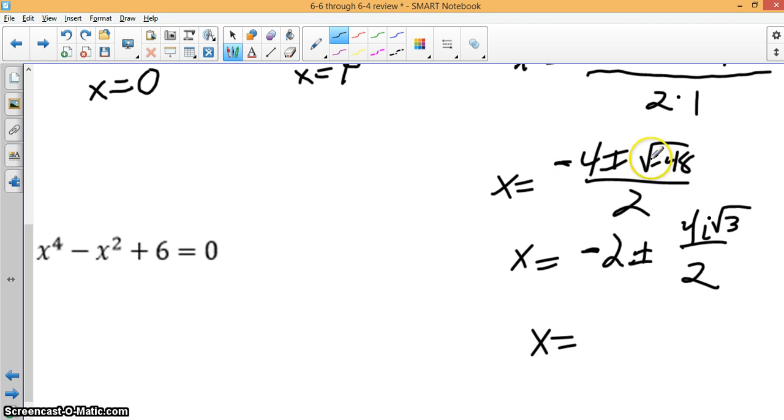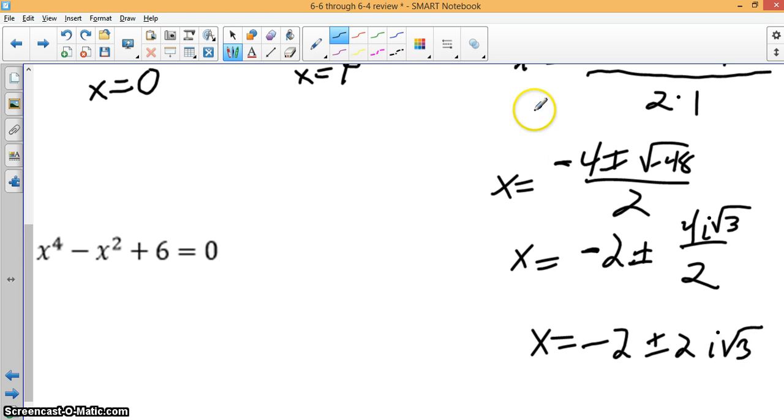Okay, so how did I do that? 48 is 16 times 3. So the square root of 16 times the square root of 3: the square root of 16 is 4, and the square root of 3 is the square root of 3. The negative throws an i out in front. Alright? And then, last but not least, we get negative 2 plus or minus 2i radical 3.